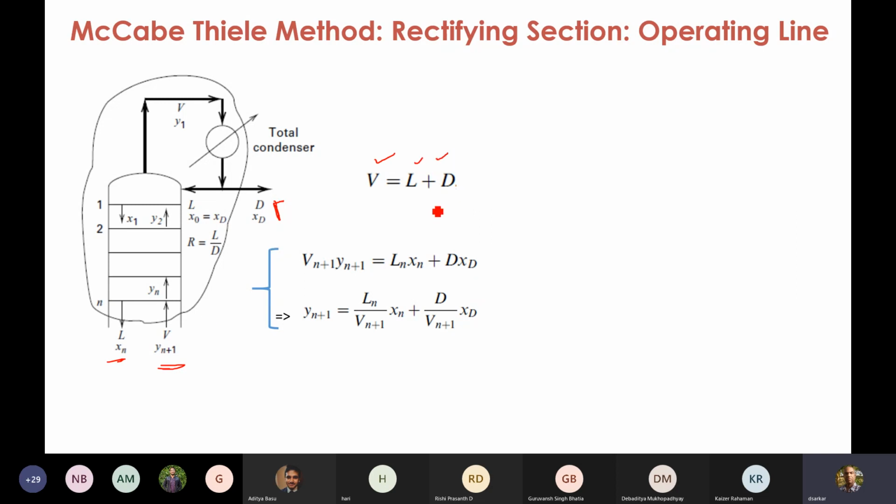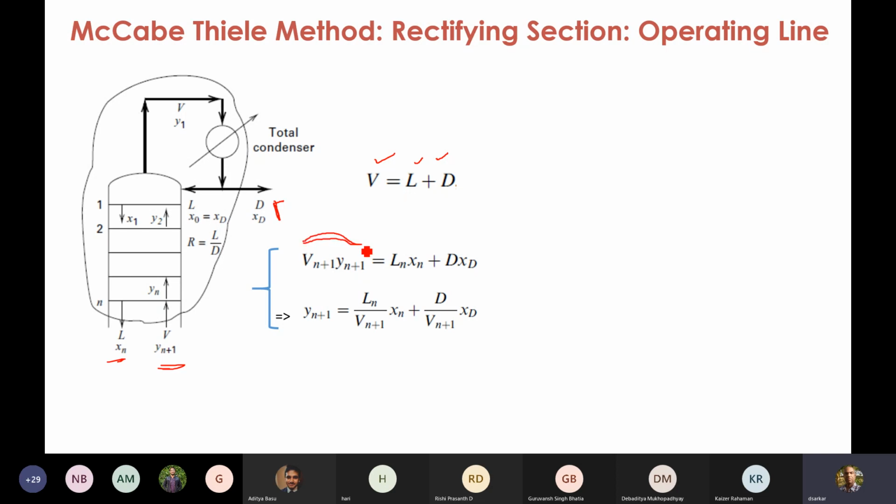We are assuming that all these distillation columns are operating at steady state. So this is the total mass balance equation. You can immediately write a component balance equation simply by multiplying these streams with their corresponding mole fraction concentrations. So this is the total mass balance, and this is the component balance.